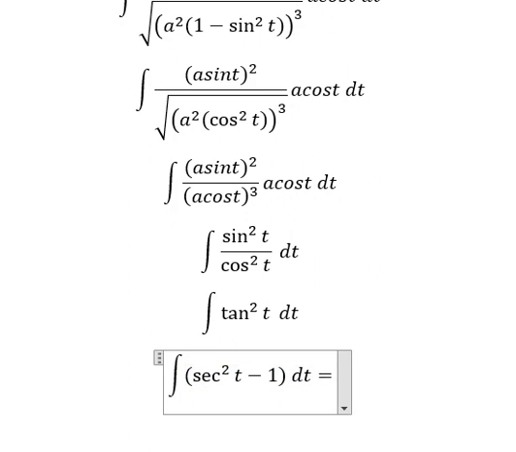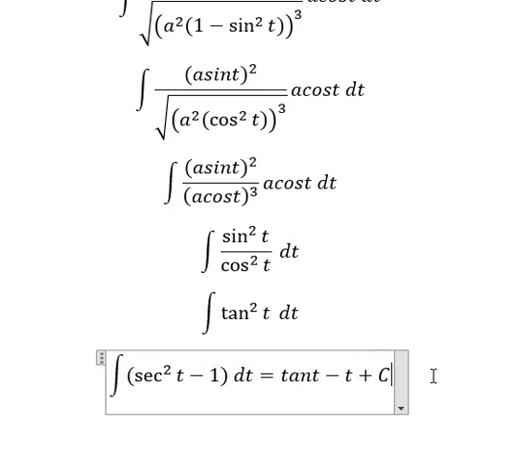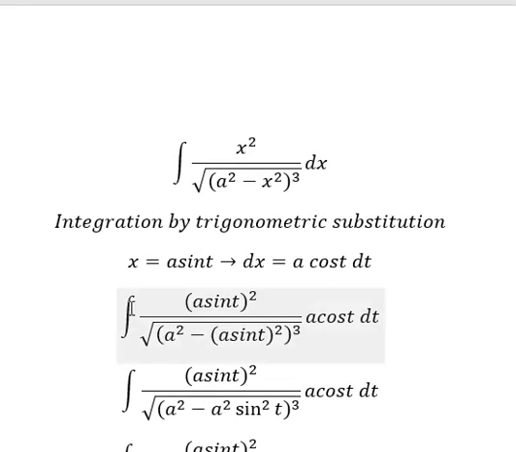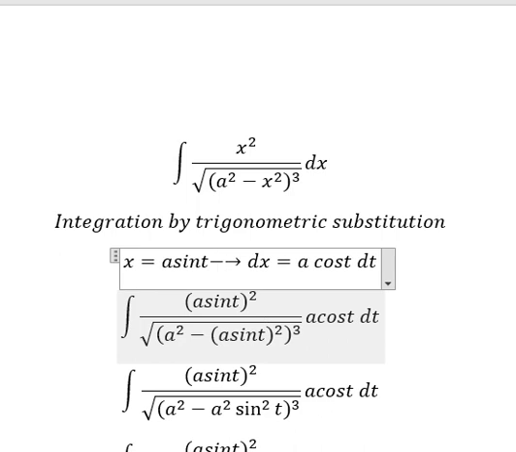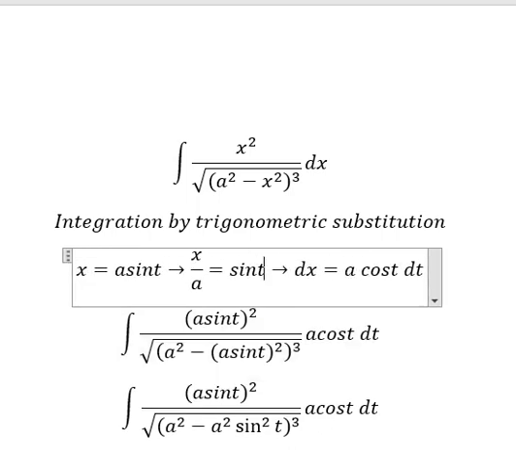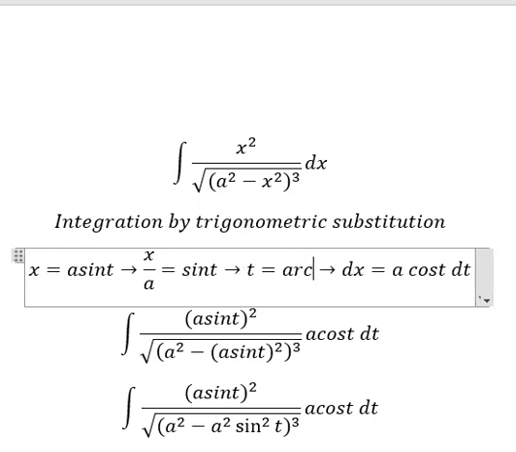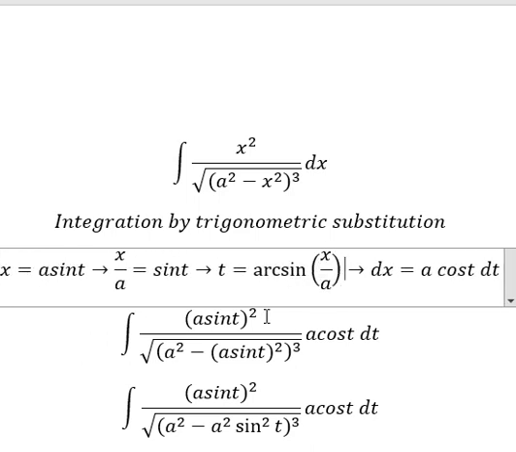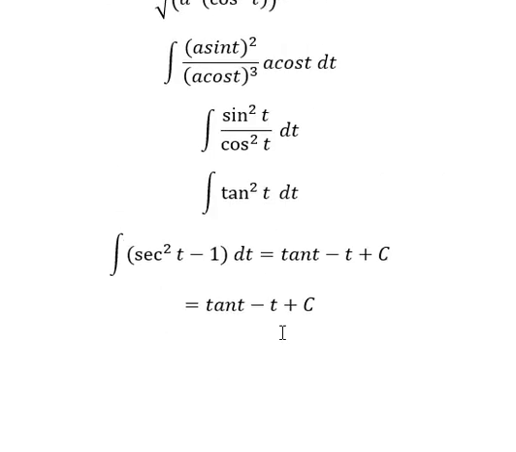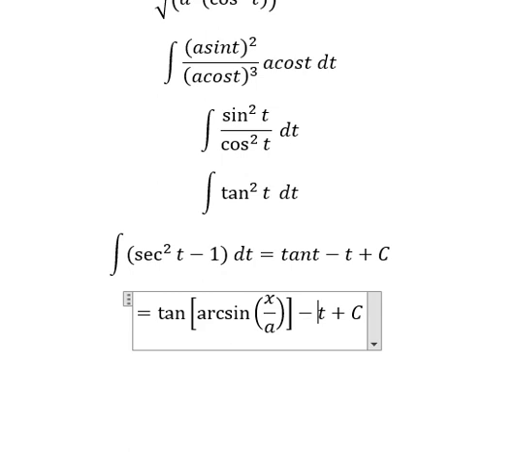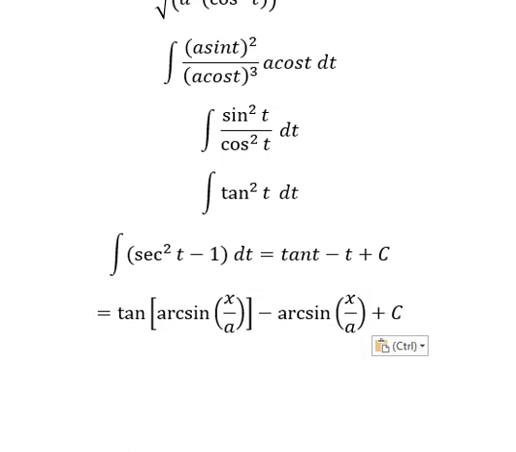And now we have the final answer. About t, that is this one. So we need to divide both sides by a. And now we can find the value of t equals arc sine of x over a. So I will put this one to change for t. This is the end. Thank you for watching.